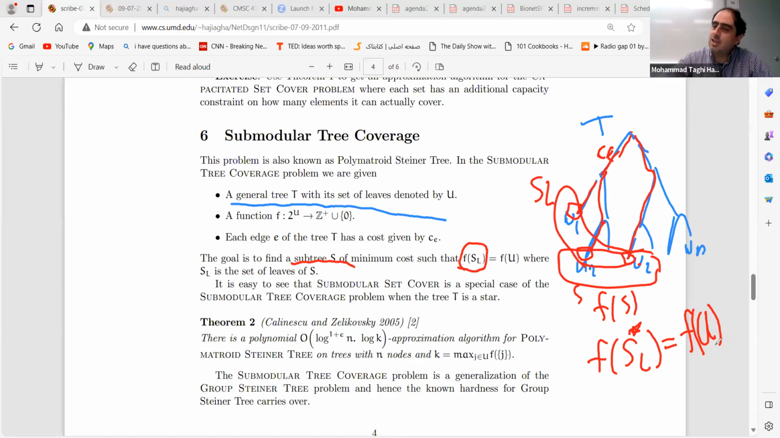So here is essentially the generalization of that problem. That was submodular set coverage. This is submodular tree coverage. You want to find here a set of edges of this tree, such that the leaves that you cover, you reach f of S of L equal to f of u. Then this is a paper by Kalinsk.